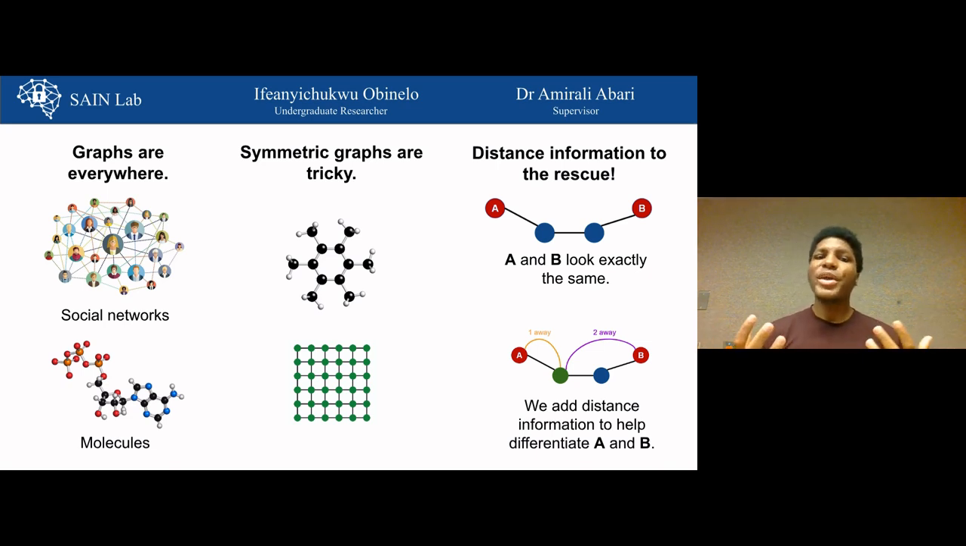Now, there are several ways to approach this problem, but my research focuses on tackling this problem with shortest path distances. This means we give each item in the graph some information about how close it is to everything else. This simple change allows GNNs to understand complex networks better and can make them a lot more powerful.